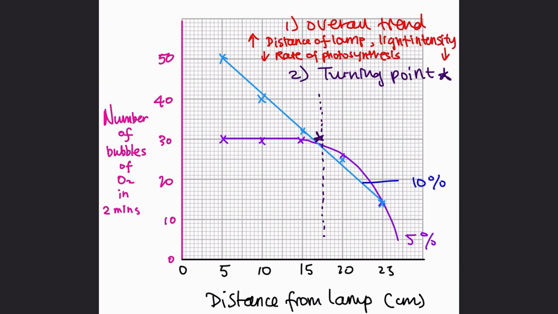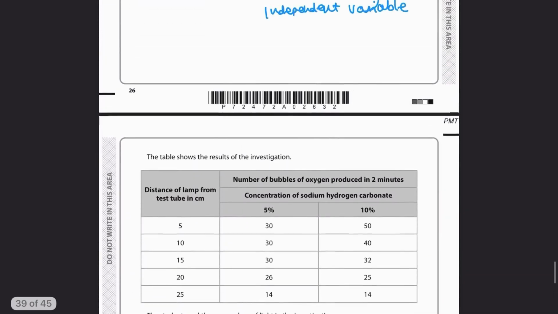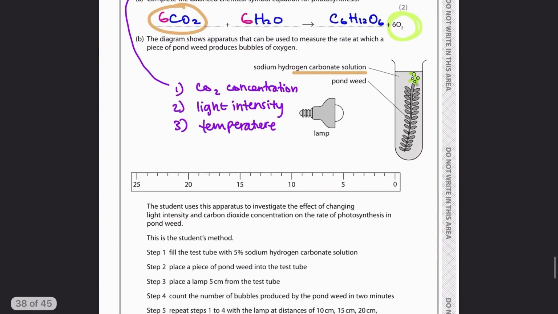Something is being a limiting factor. It means that it's preventing more bubbles from being counted. And if you go back to what we just mentioned, the 3 factors that affect rate of photosynthesis are carbon dioxide concentration, light intensity, and temperature. Temperature we're keeping the same.